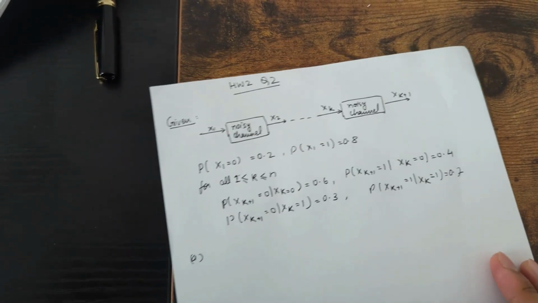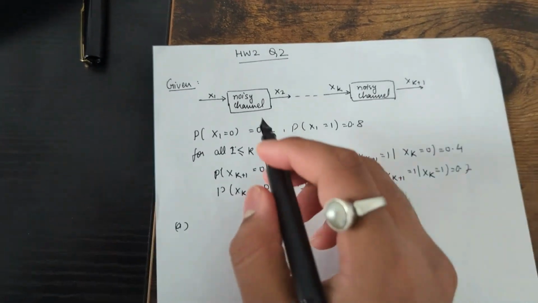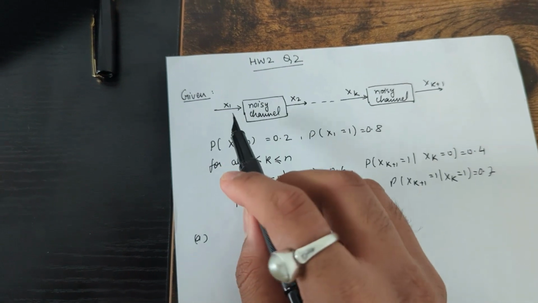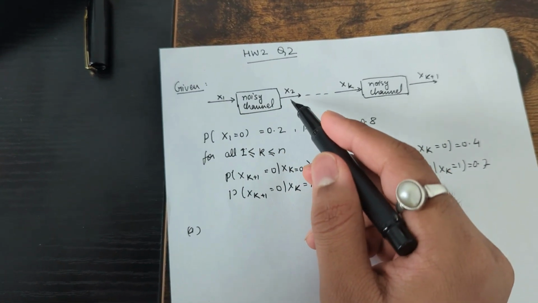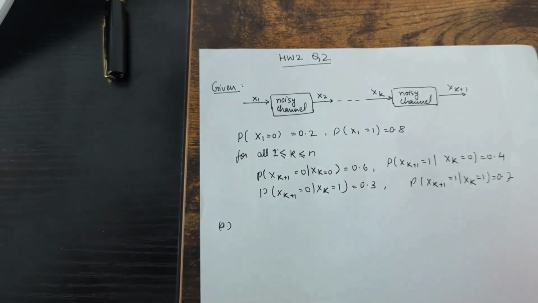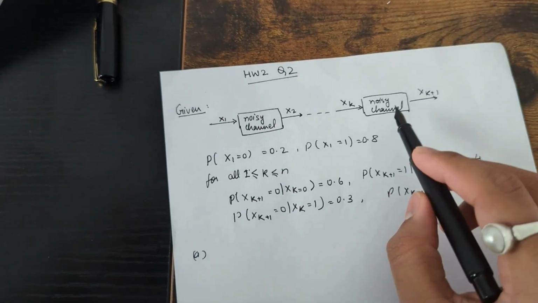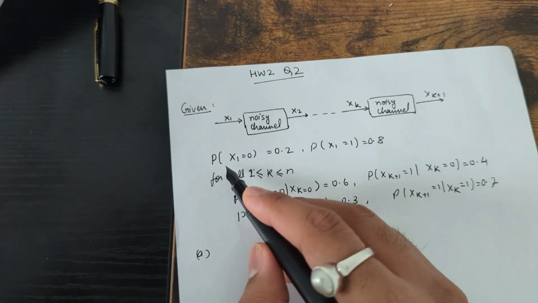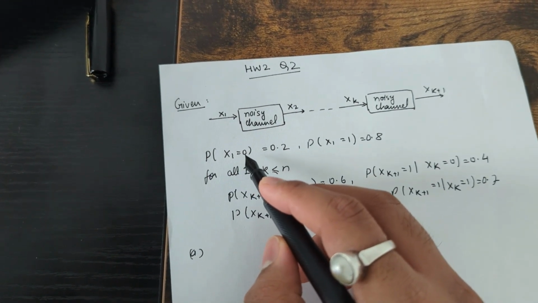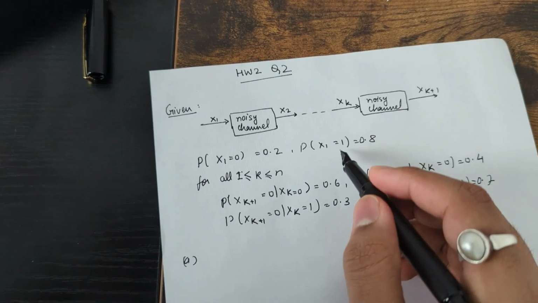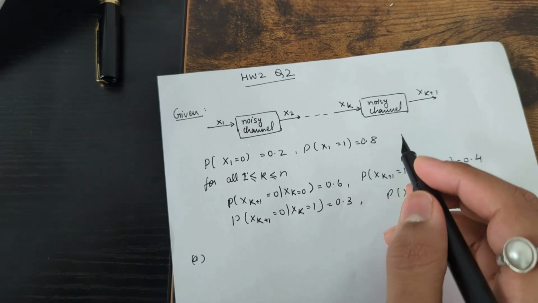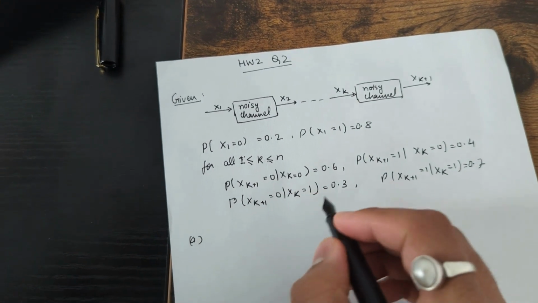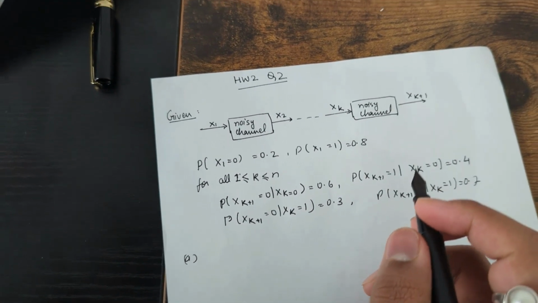So, what have you been given in the question? There is a noisy channel through which the signal x1 passes and produces an output of x2. Similarly, for the kth channel. What we have been given is probability of x1 equals 0 is 0.2 and probability of x1 equals 1 is 0.8. And for all k, the following probabilities have been given.